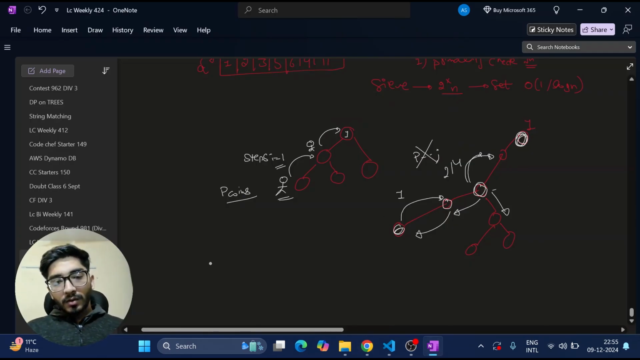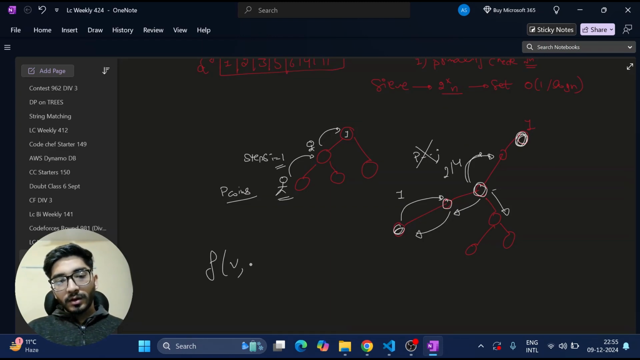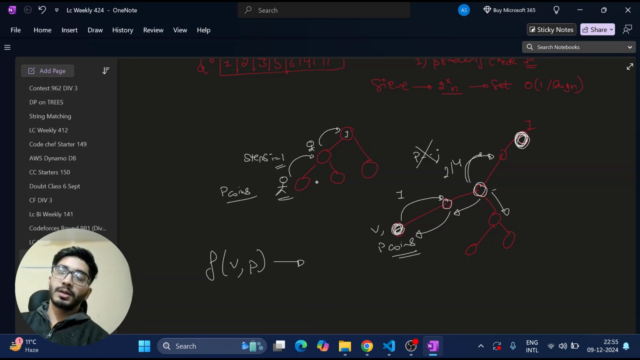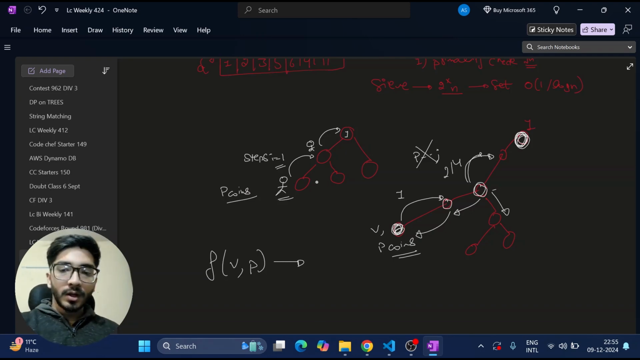So we need to give the answer for this query or this subproblem: if we start from any node number v with p coins, what is the expected number of steps required to reach node number 1? The expected number of steps is the average, or the mean number of steps, needed to reach node 1.